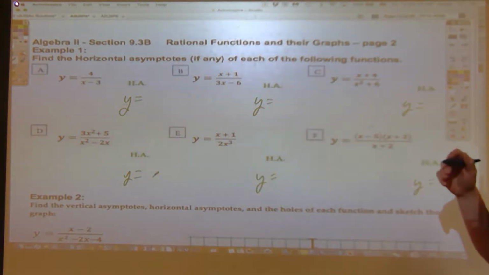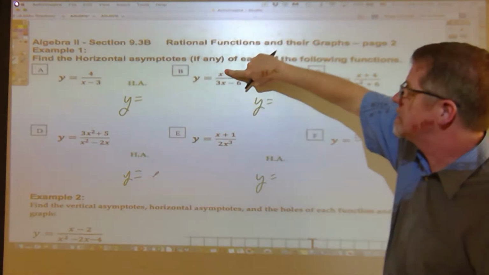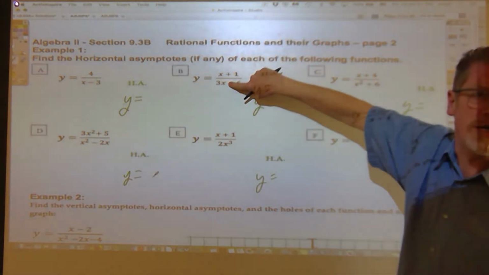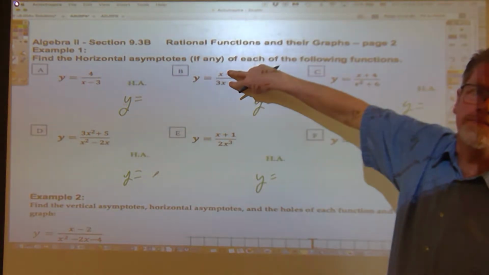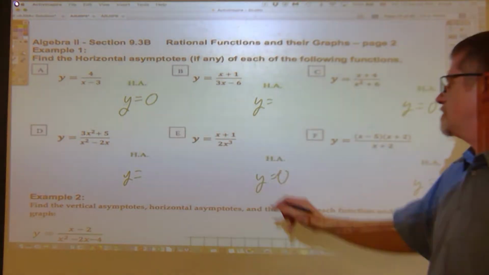A is bottom heavy. B. B is not bottom heavy because the degree of the numerator is 1 and the degree of the denominator is 1. So this one's balanced. Are there any other that are bottom heavy? C. A and C are bottom heavy. Are there any others? E. It's on your paper. Yeah. A, C, and E. So for those 3, the horizontal asymptote is y equals 0.